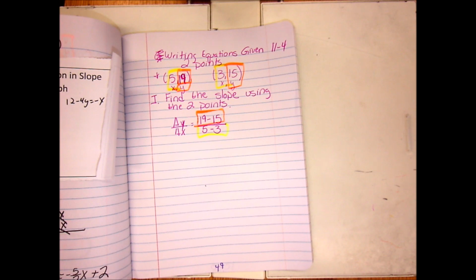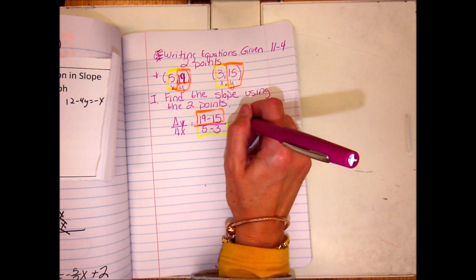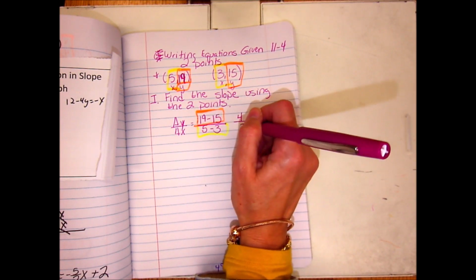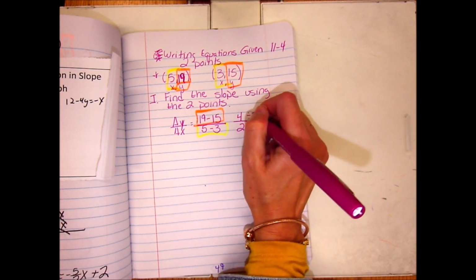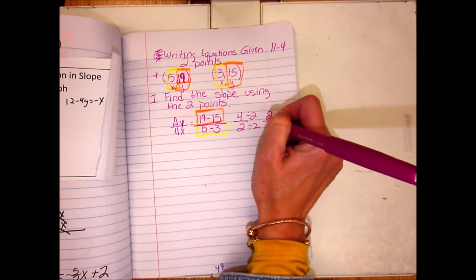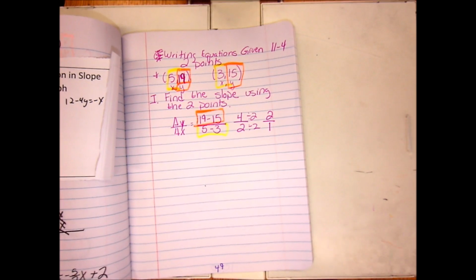So 19 minus 15 is 4. 5 minus 3 is 2. I then want to reduce that. I want to make sure it's in lowest terms, so that would be 2 over 1. So now I know my slope.